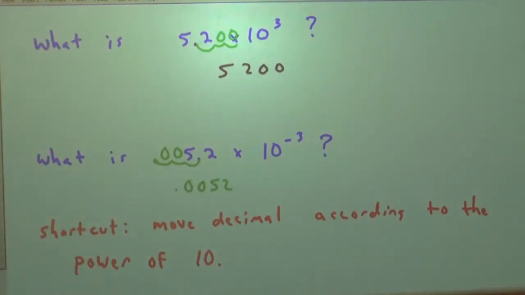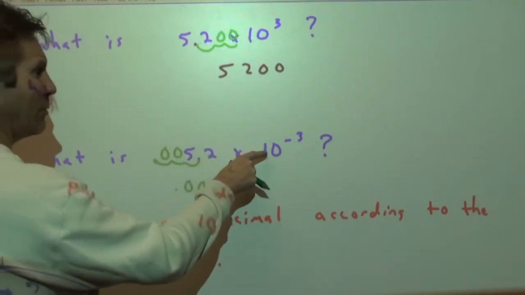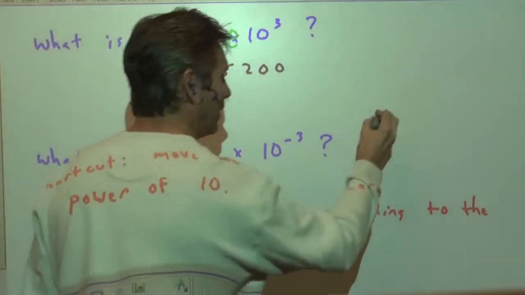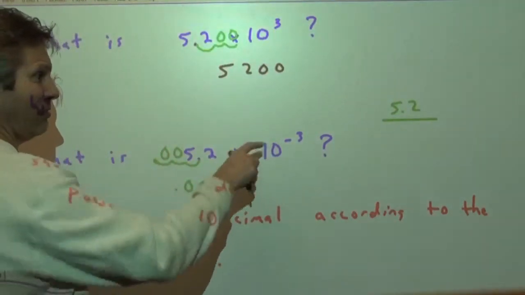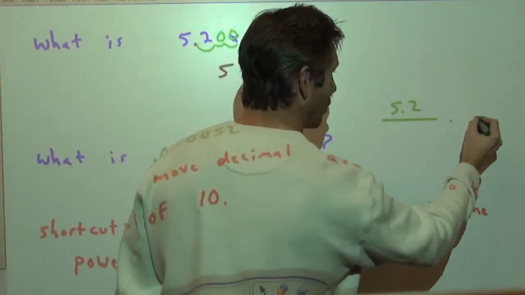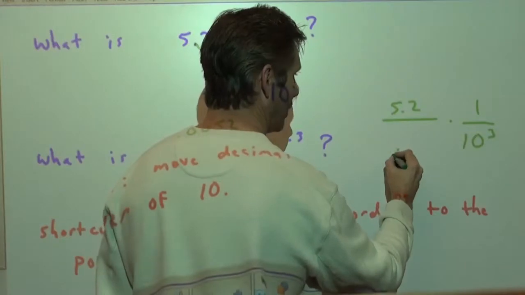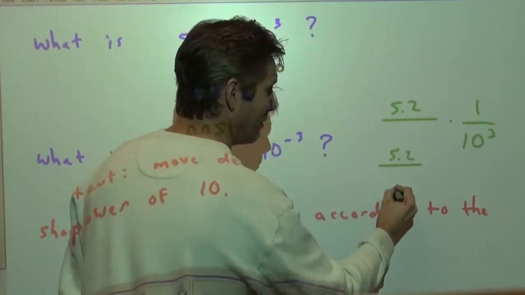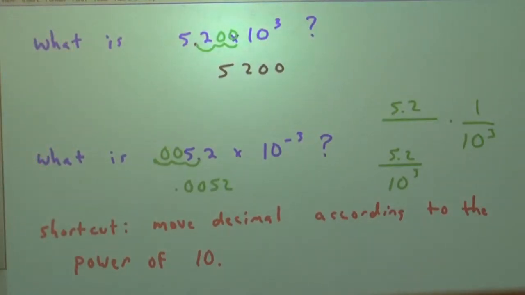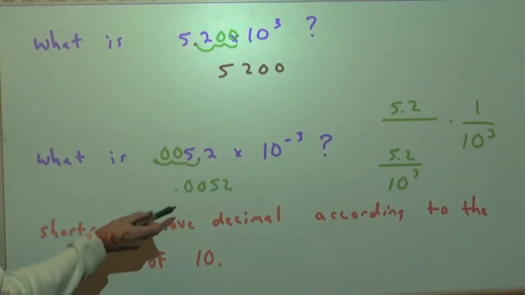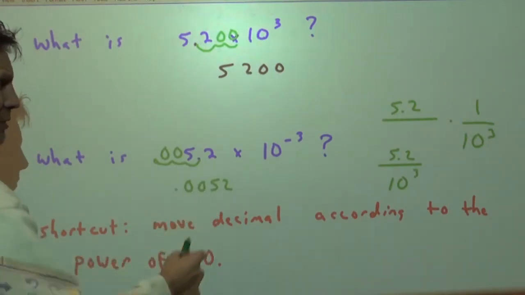Now, why does that make sense? Check this out. Let's do this another way. This is 5.2 times the inverse of 10 cubed, which means to multiply by 1 over 10 cubed. So this would give us 5.2 divided by 10 cubed, which is 5.2 divided by 1,000, or 5.2 thousandths. That's what this is. Get the 5 in the thousandths place, 5.2 thousandths right there.